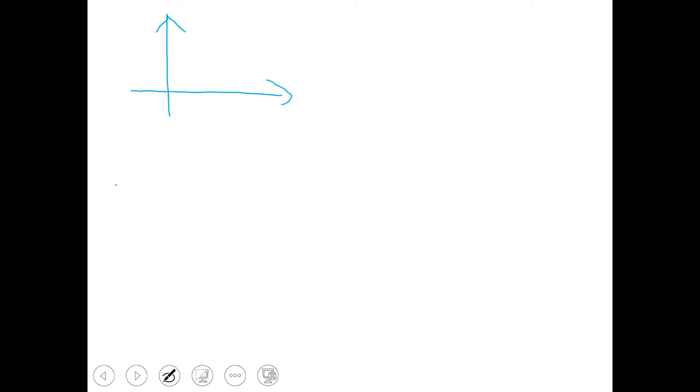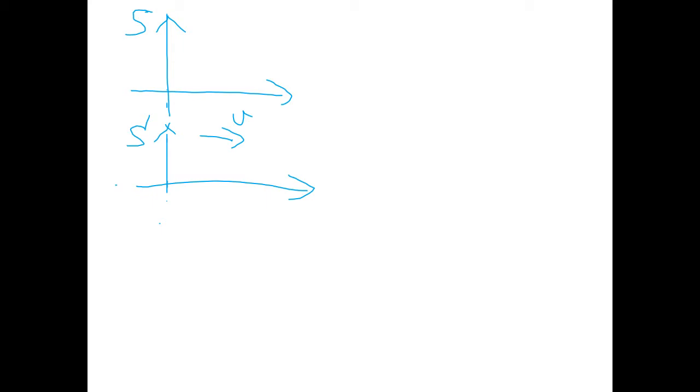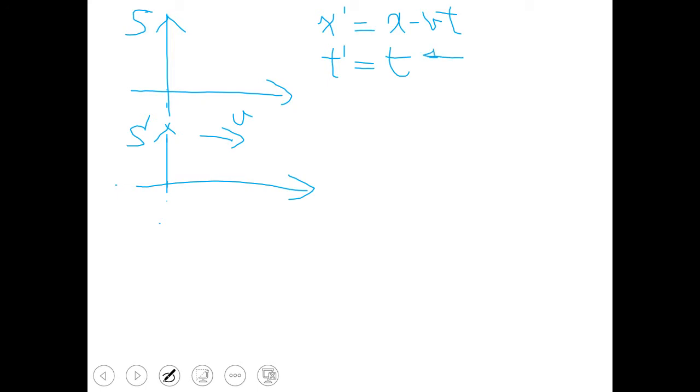If this is a stationary reference frame, we call it S, and if there is another moving reference frame S bar with velocity v, which will make x prime equals x minus vt and t prime equals t. So this is called the absolute time, 绝对的时间.